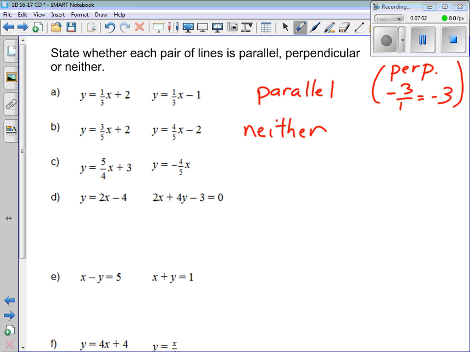All right, on to C here. Y equals 5 over 4x plus 3. Y equals negative 4 over 5x. Parallel, perpendicular, neither. Mishai. How do you know that they are perpendicular?